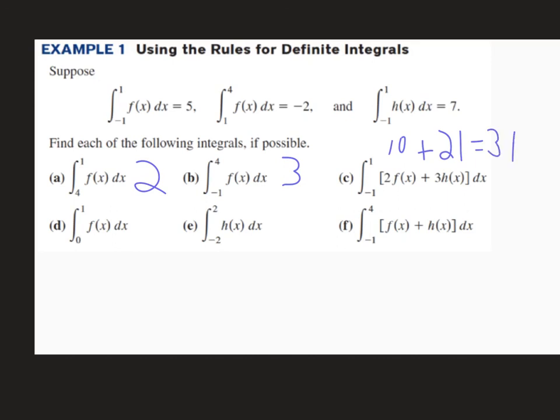If we know 0 to 1, we know negative 1 to 1, we know 1 to 4. I can't figure out 0 to 1, so we don't know. Negative 2 to 2, we also don't know. And then negative 1 to 4, we don't know because we can't do this part. We can do this part, but we can't do that part.